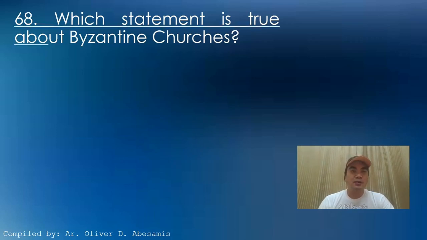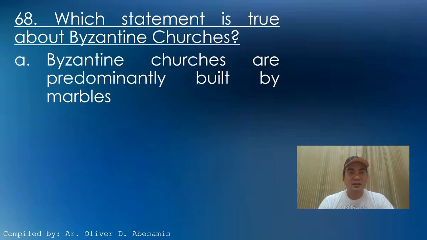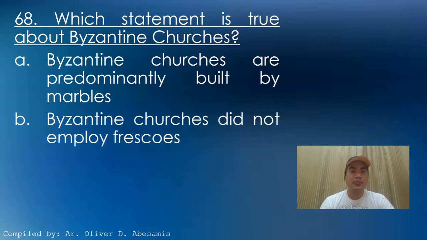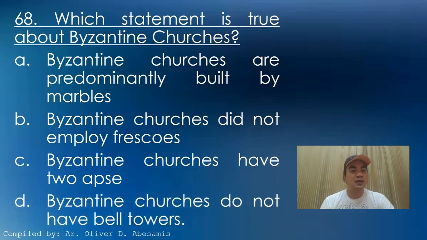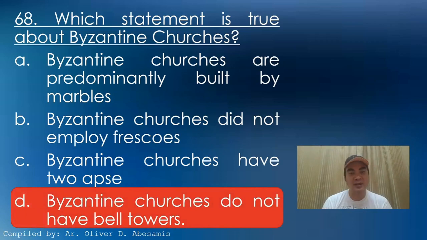68. Which statement is true about Byzantine churches? A. Byzantine churches are predominantly built of marbles. B. Byzantine churches did not employ frescoes. C. Byzantine churches have two apses. D. Byzantine churches do not have bell towers. Answer. D. Byzantine churches do not have bell towers.